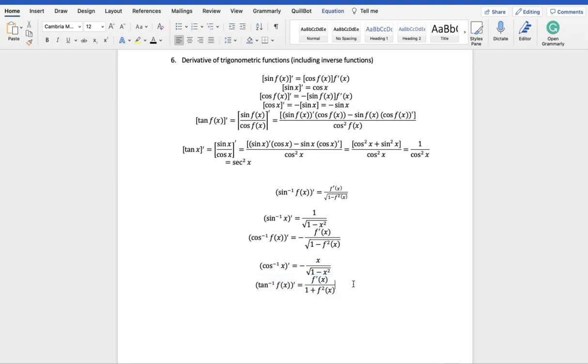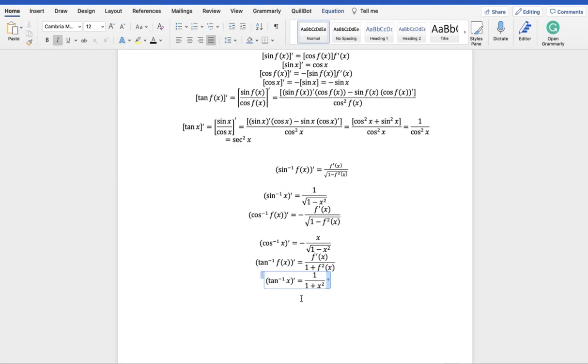And if you're looking at the special case where f of x is equal to x, then you have tan inverse of x is equal to just the derivative of x, which is 1, divided by 1 plus x squared. So that's for the special case of tan inverse of x.